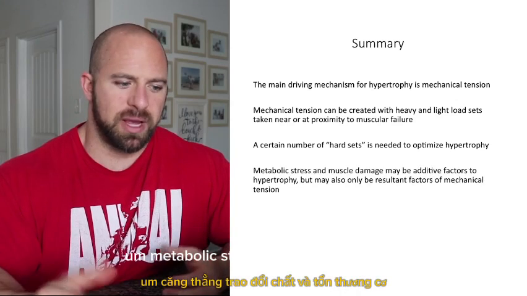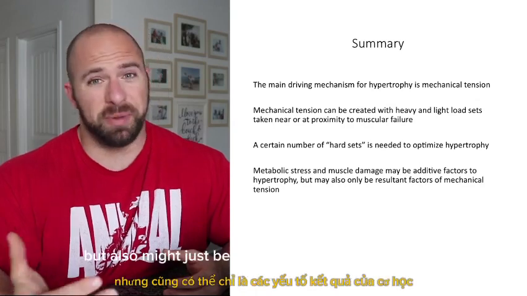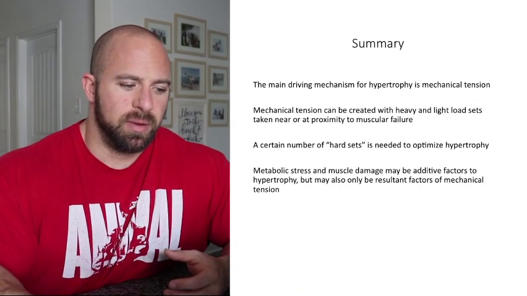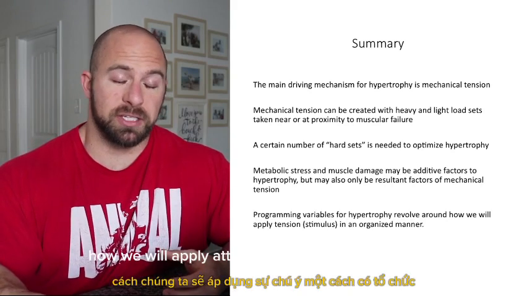Metabolic stress and muscle damage may be additive factors to hypertrophy, but also might just be resultant factors of mechanical tension. Programming variables for hypertrophy revolve around how we will apply tension in an organized manner.